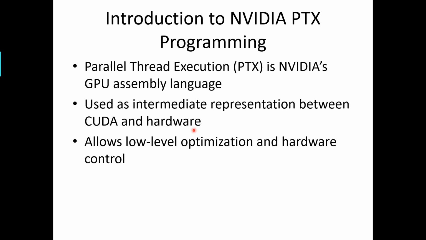In the case of LLVM, it creates a kind of virtual machine intermediate representation that is hardware agnostic, which then goes to execution on the real hardware. In the case of PTX, the real hardware instruction will be SASS and then the GPU execution. And this allows low-level optimization and hardware control.